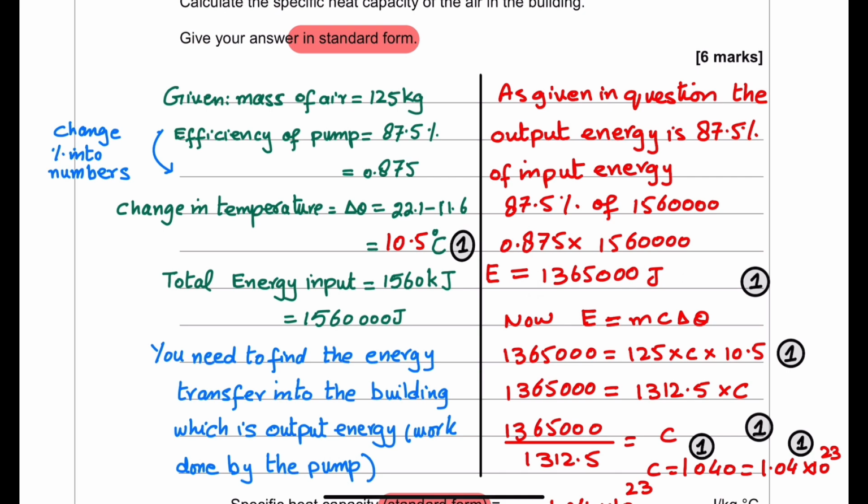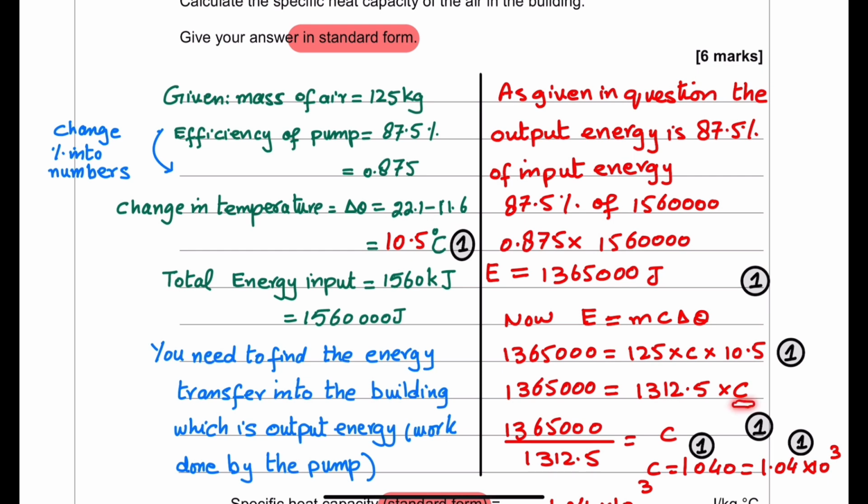So we know that energy is equal to m c delta theta. This is the energy which is used by the heat pump. So we are not using the total energy input, we are going to use the energy or the work done by the pump. So the energy is equal to m c delta theta, the specific heat capacity formula. Energy is given here. Mass is already mentioned, 125. We need to find the specific heat capacity, the C value, where the change in temperature is 10.5 degrees Celsius.